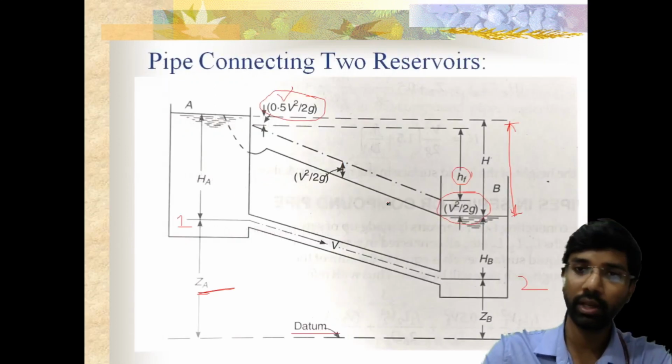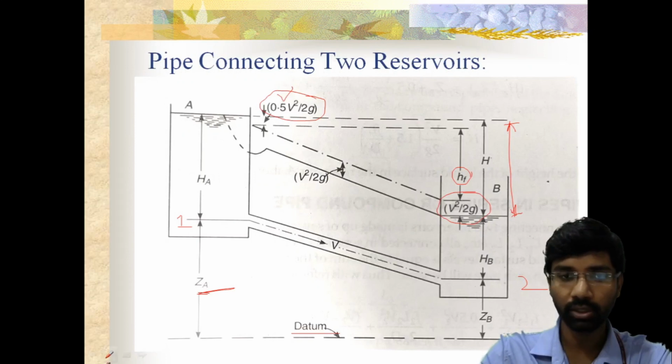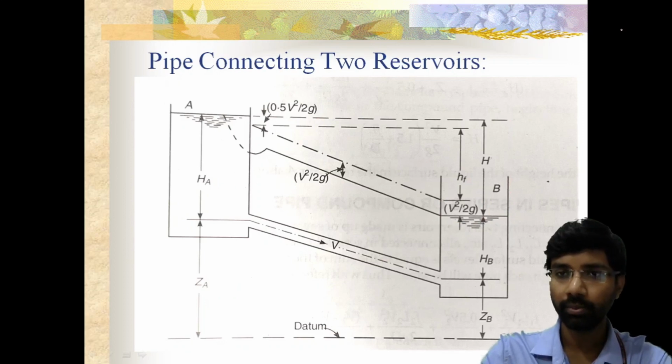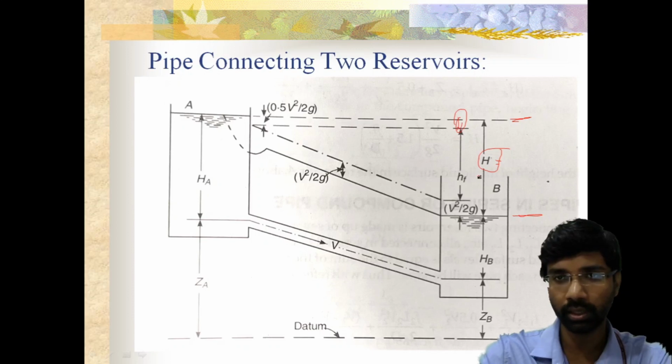So if you observe carefully from this figure, we can understand this. From this figure, H can be written as the total difference between this horizontal line from this point to this particular level. This is the total H. If you carefully observe, this small one is 0.5 V square by 2G, this is entry loss and HF, and this is V square by 2G exit loss. If you sum up all these things, you will get H.